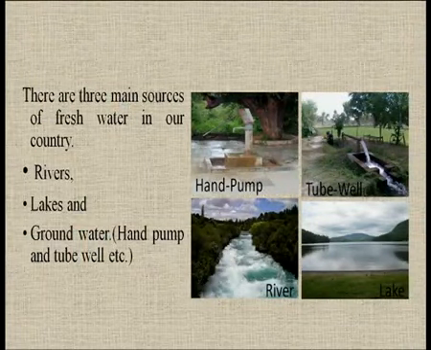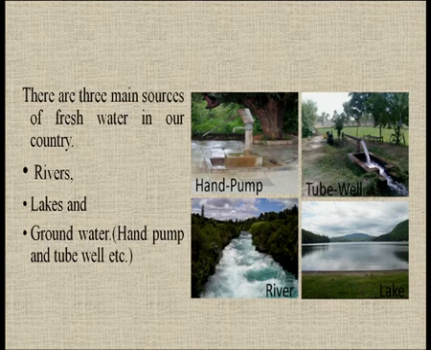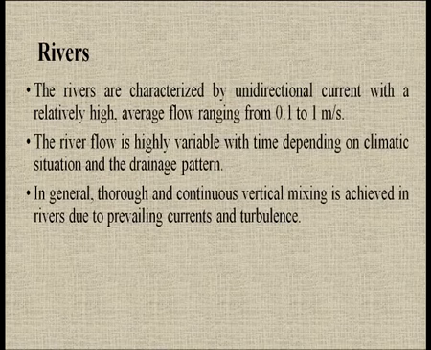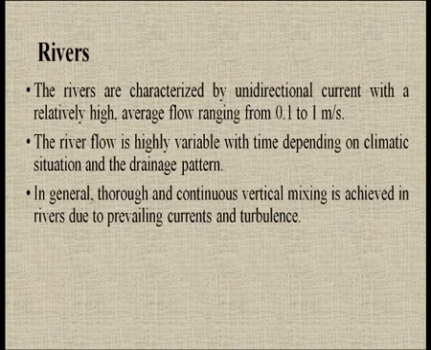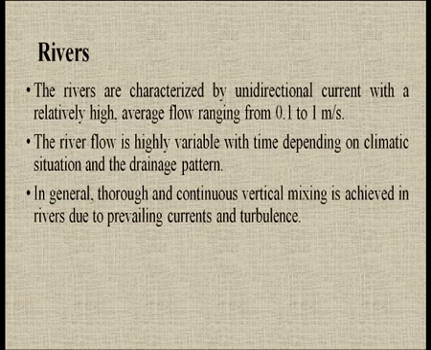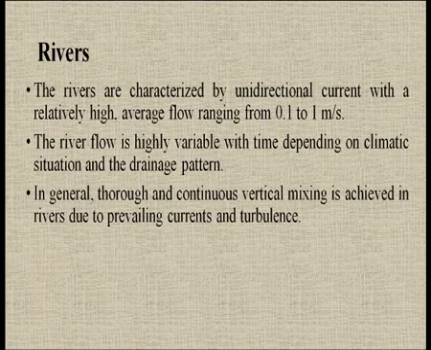So, there are three main sources of fresh water in our country: the rivers, the lakes, and the groundwater, which we can take through hand pumps or tube wells, as you can see in the diagram. Rivers: the rivers are characterized by unidirectional current with a relatively high average flow ranging from 0.1 to 1 meter per second. The river flow is highly variable with time, depending on climatic situation and the drainage pattern.